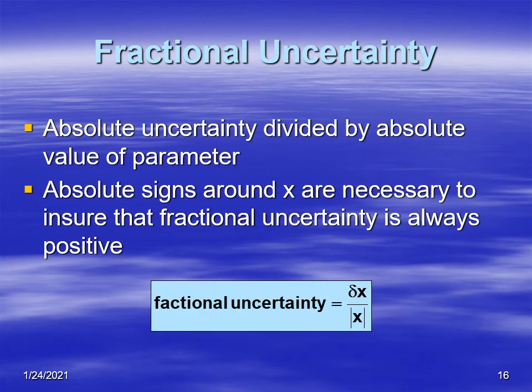So the best way to get a handle on this is fractional uncertainty. What that is, you take your uncertainty, your absolute error, your absolute uncertainty, and divide it by the value that you measured, your parameter. And of course, we put absolute value symbols to indicate that the fractional uncertainty is always positive.